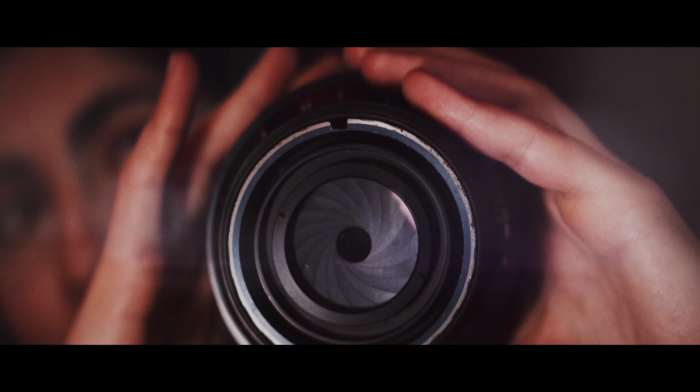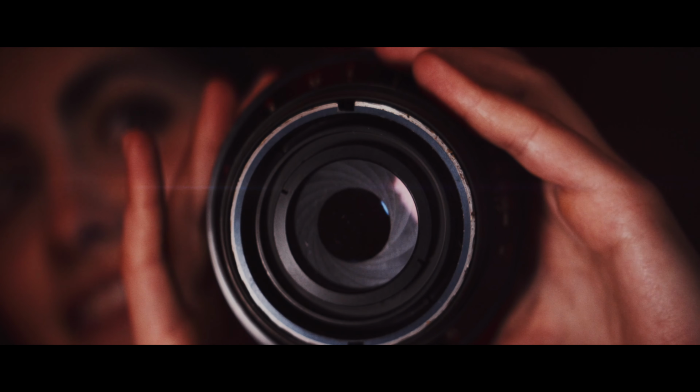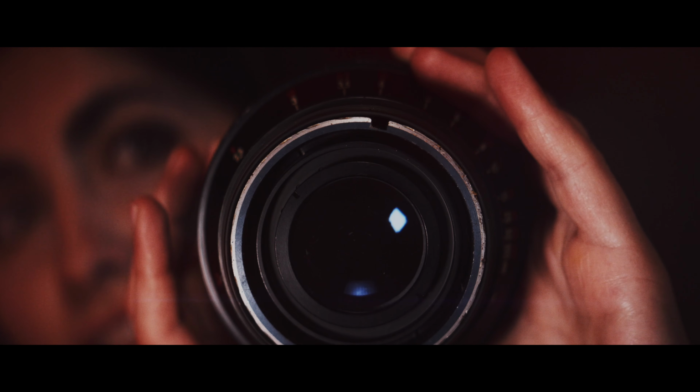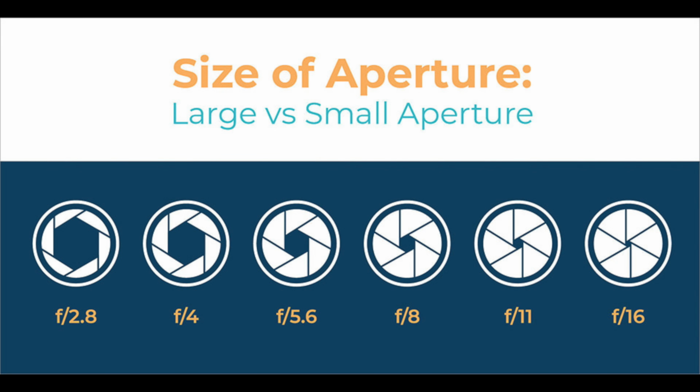Today we're going to talk about aperture and how it can affect the sharpness of your photos. Firstly, aperture refers to the opening in your camera lens that allows light to enter. It is measured in f-stops, with a larger f-stop number indicating a smaller aperture, and vice versa.